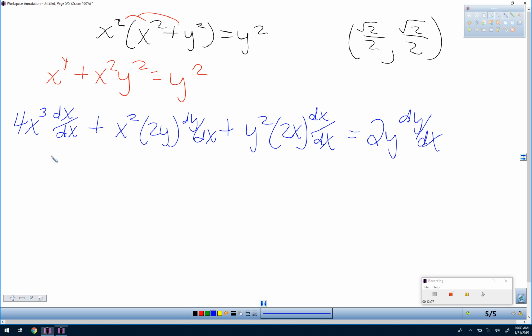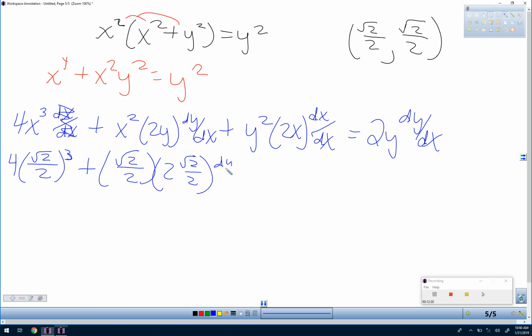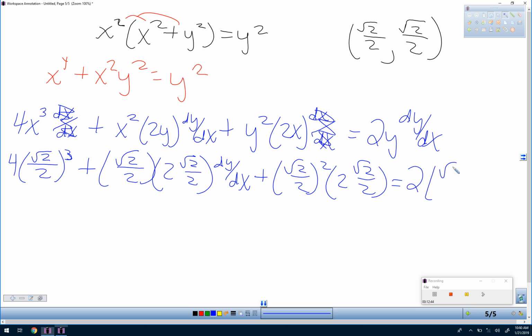I'm going to go and plug in my values. So I'd have 4, and then x, that would be radical 2 over 2 cubed, and I know that that's 1. So plus, and then radical 2 over 2, 2 times radical 2 over 2, dy/dx, plus, my goodness, there's a lot of radical 2's over here, times 2, radical 2 over x, and then that's equal to 1, equals 2, radical 2 over 2, dy/dx. All right, let's hope that some of this stuff will clear out.